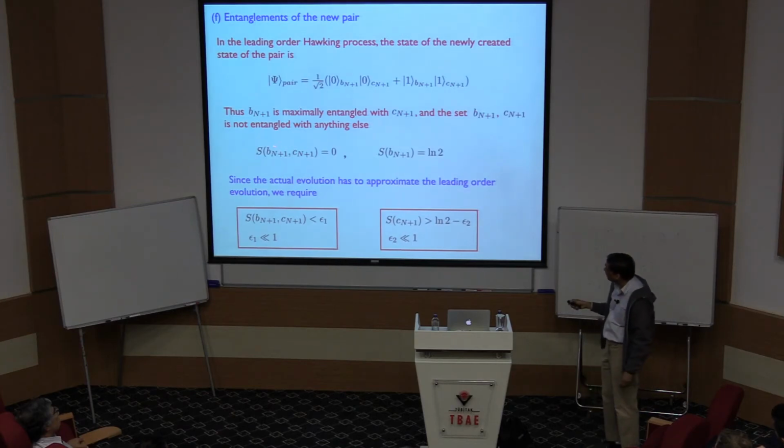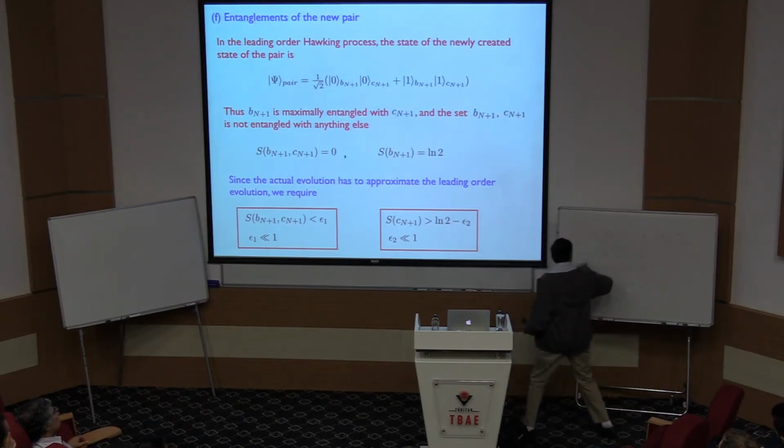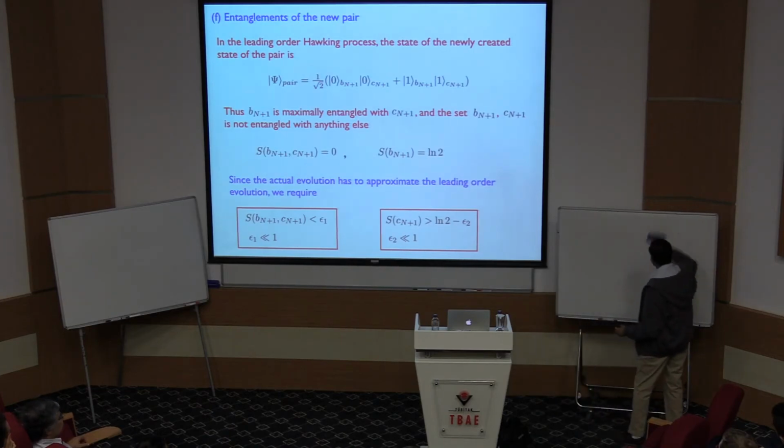So if I take the complete system made of B and C, the entanglement with anything else is 0. It's already in one definite state. It doesn't care about the rest of the system. But if you look at the entanglement of only Bn plus 1 or Cn plus 1, actually I'm going to use the Cn plus 1 also in a minute, so let me write that. How much is the entanglement entropy of just Bn plus 1?